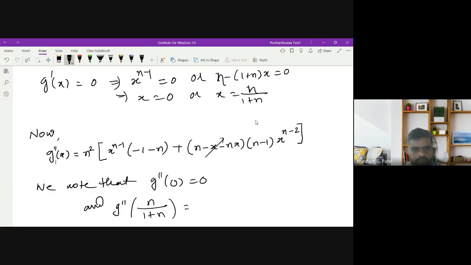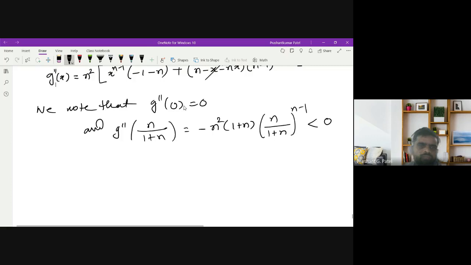And if I take the minus sign out, that is n square into (1 plus n) times n upon 1 plus n power n minus 1. This is the term, and this is negative. Since this will be negative, this n upon 1 plus n is the maxima of the function g. So therefore x is equal to n upon 1 plus n is the maxima of g.